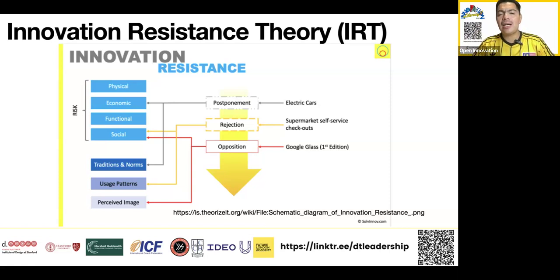A lot of offices are calling back their staff to the office. And of course, the last one is opposition, which is totally opposing, or I wouldn't say rejection, but opposing completely, not buying into it. And the example they give here is Google Glass.